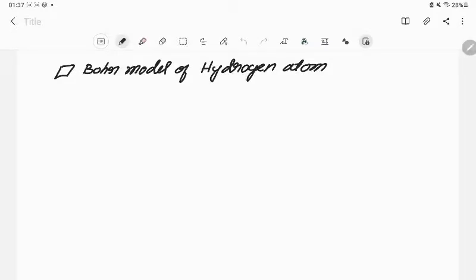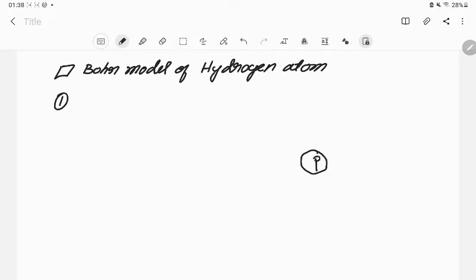Okay, yesterday we did Thomson model and Rutherford model. So today we will study Bohr model of hydrogen atom. So Bohr gave three postulates. Number one, in the first postulate, he says that every atom consists of a central core called nucleus. So he says that every atom consists of nucleus.